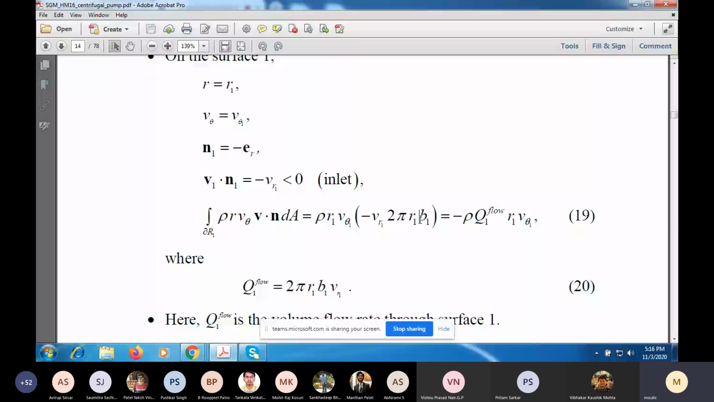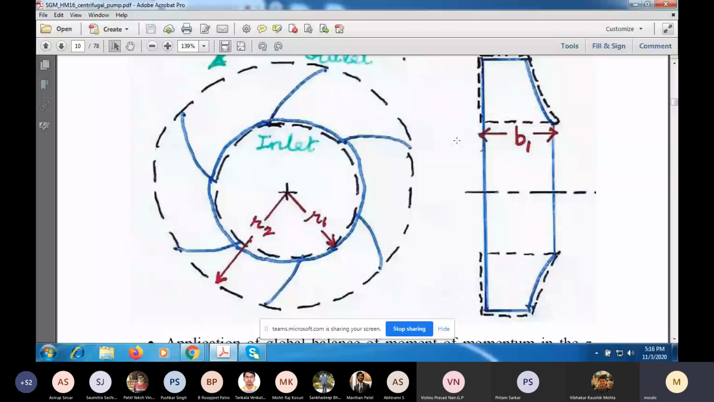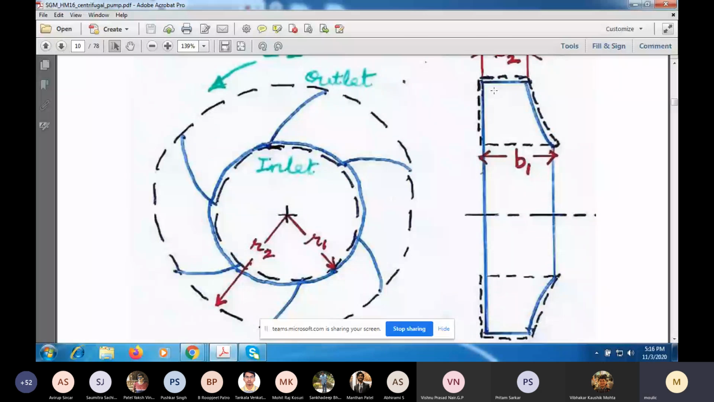Let me go back and look at that figure again. So this area here is this area. Okay, so width is B1 and the circumference is 2 pi R1. And fluid will be moving in radially through this. So VR1 into 2 pi R1 into B1 is the flow rate in here. And here, the outward normal is pointing radially inward.